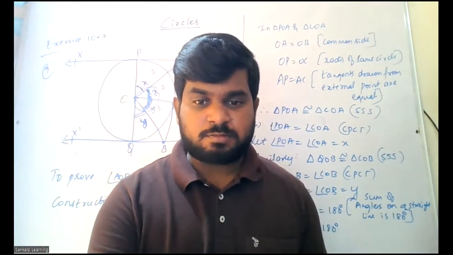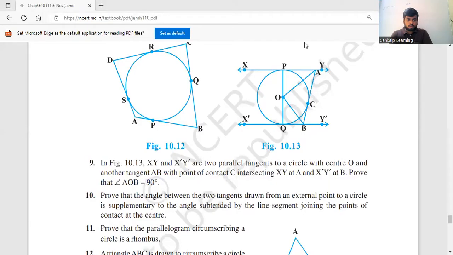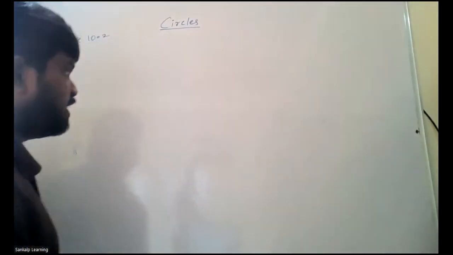Prove that angle between the two tangents drawn from external point to a circle is supplementary to the angle subtended by the line segment joining the points of the contact to the center. This is what I said earlier in one of the questions. A very, very simple one. So let's take a whiteboard itself, or let's do it here itself. It's a very simple one.